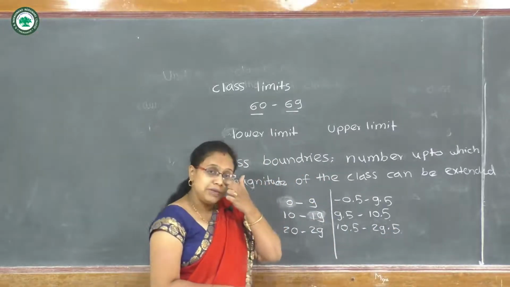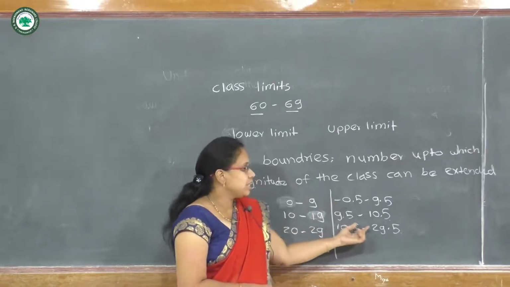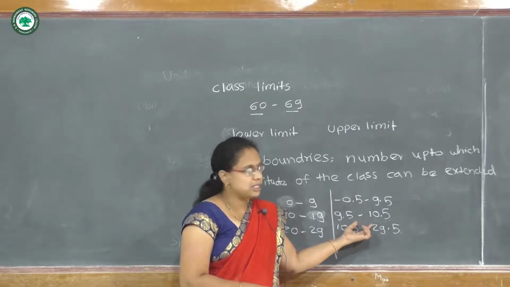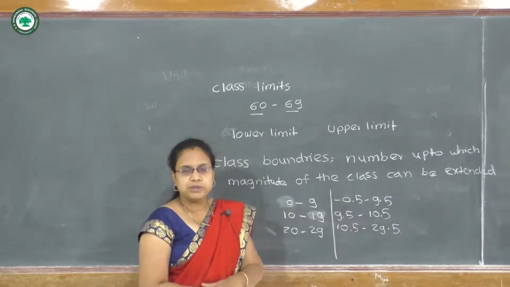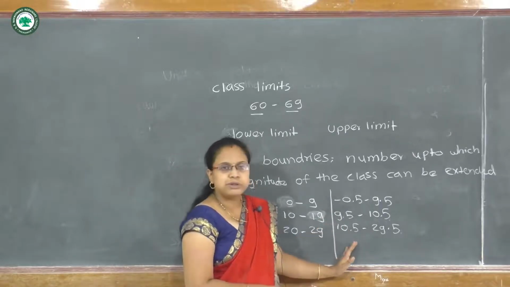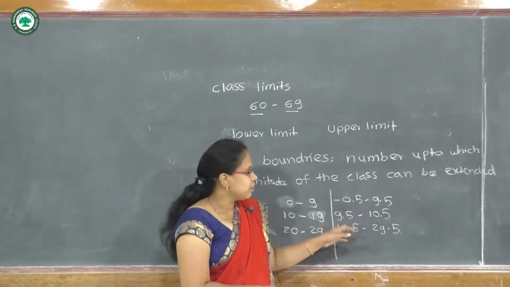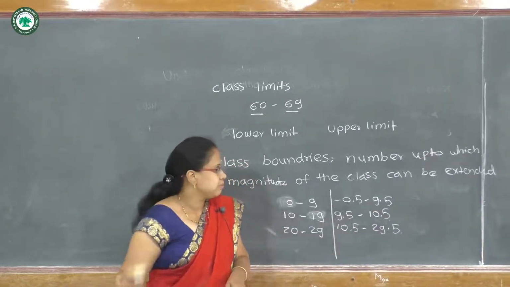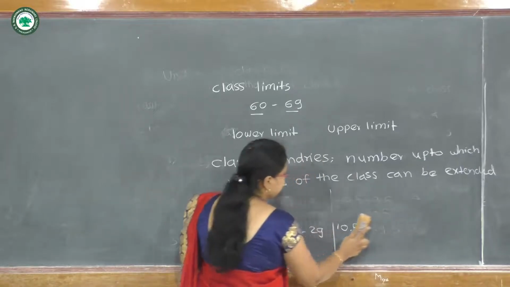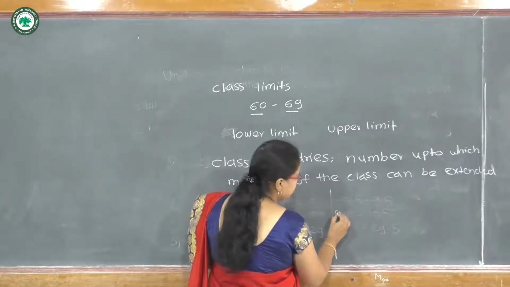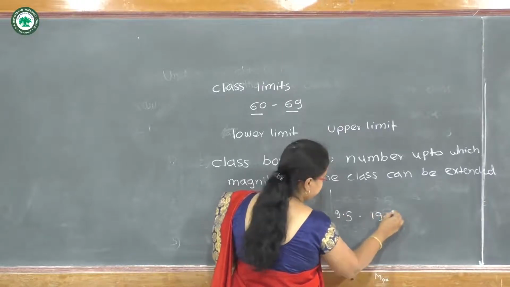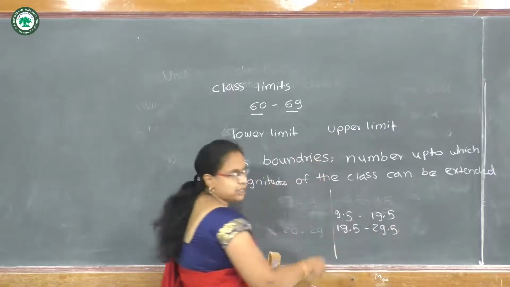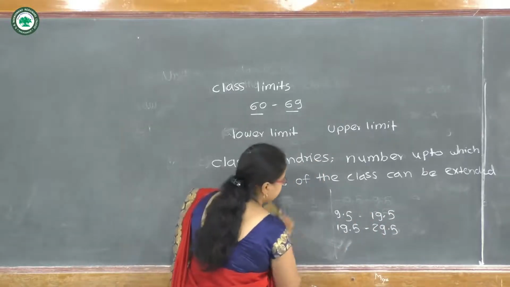So in this way we can make the class boundaries. These are the extended class boundaries, up to which we can take our observation. This looks like the exclusive type classes, that is, there is no gap between observations and they are continuous type classes. So here 9.5 to 19.5, and 19.5 to 29.5. So these are the class boundaries.